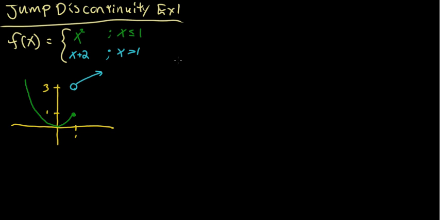Let's look at the limit as x approaches 1 from the left of x squared. Well, that clearly, as x is getting closer to 1 from the left, y is getting closer and closer to 1. Now let's look at the limit as x approaches 1 from the right of x plus 2. Well, as we get closer and closer to 1 from the right, y gets closer and closer to 3. So that'll equal 3.